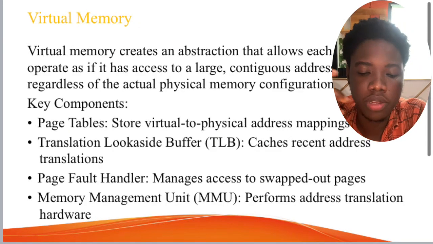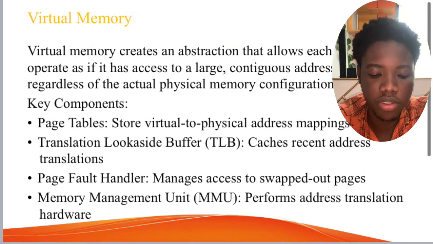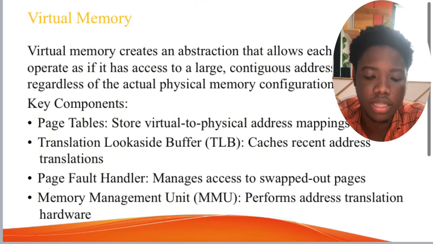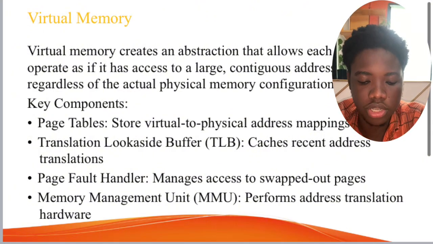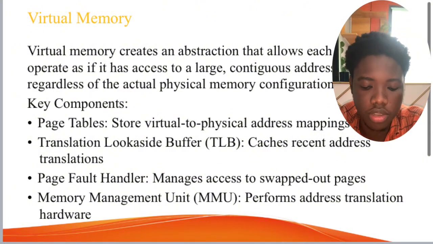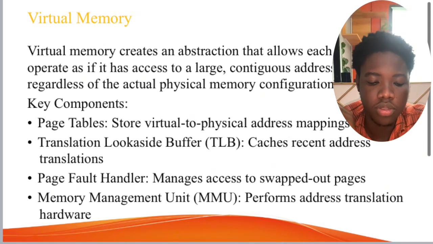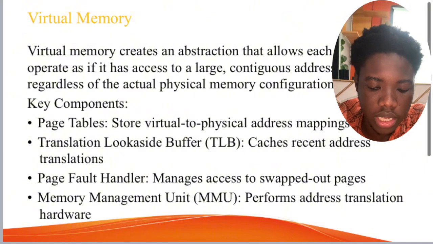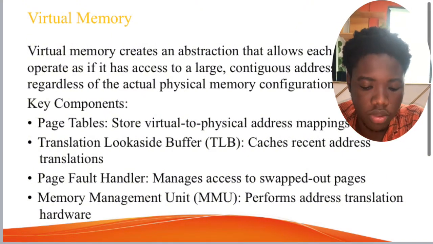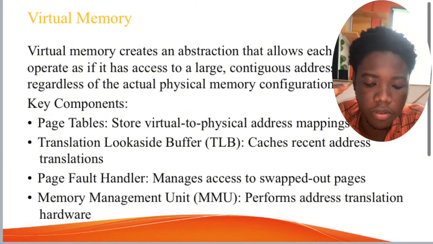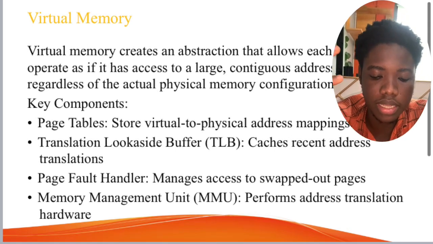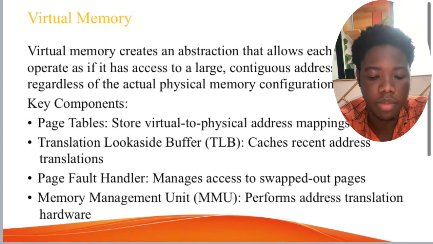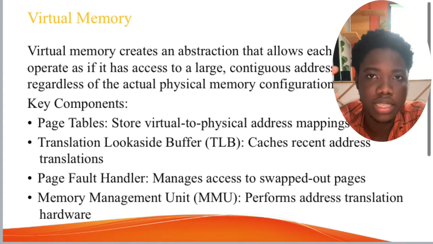So we move on to talk about virtual memory. Virtual memory creates an abstraction that allows each process to operate as if it has access to a large contiguous address space, regardless of the actual physical memory configuration. The key components are the page tables, the translation lookaside buffer, which is the TLB, and the page fault handler, which manages access to swapped-out pages. Then the memory management unit, the MMU, performs address translation in hardware.